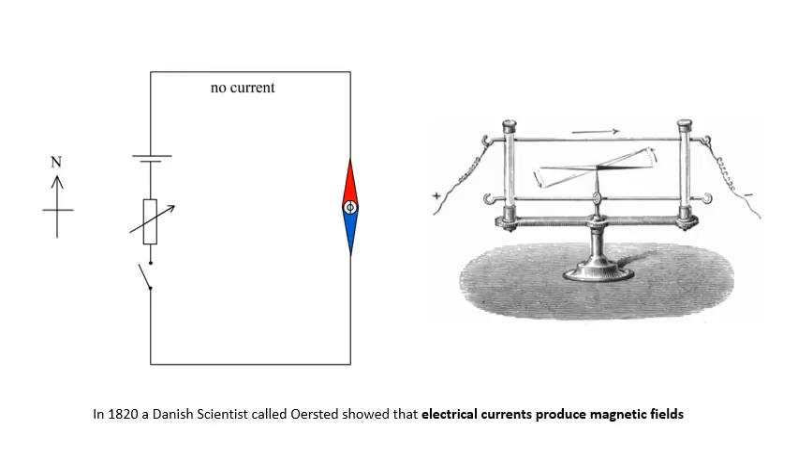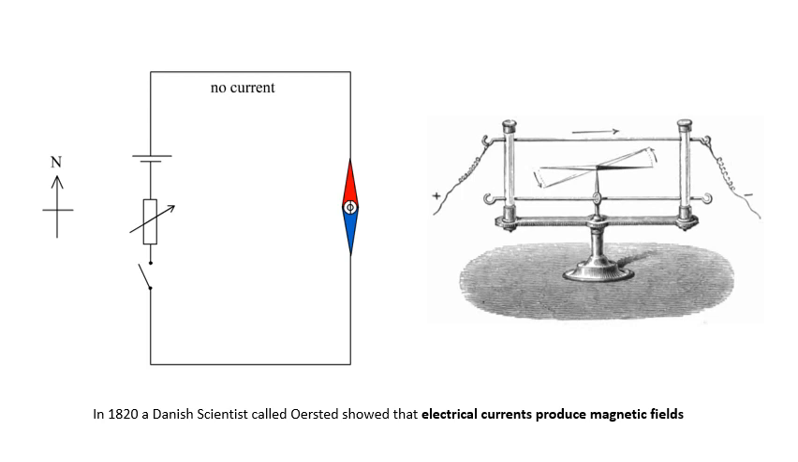Now, in 1820, a Danish scientist called Hans Christian Ørsted showed that electrical currents produce magnetic fields. We know that permanent magnets produce magnetic fields, while something else does as well, and that is a current. A current produces a magnetic field.